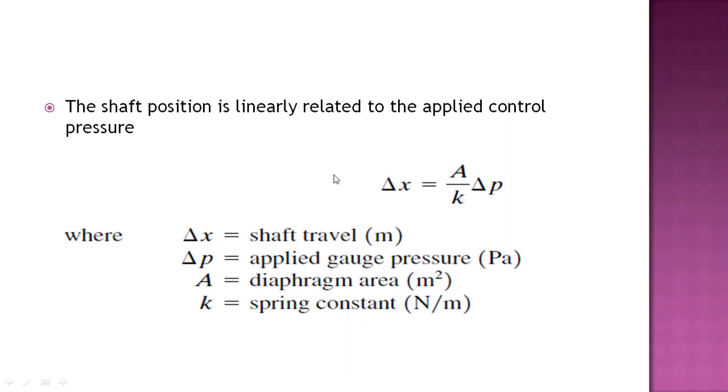How to find it? That is delta x, the shaft traverse, in meters, is equal to A divided by K into delta P, where delta P is the applied gauge pressure in Pascal, A is the diaphragm area, and K is the spring constant in N divided by M.